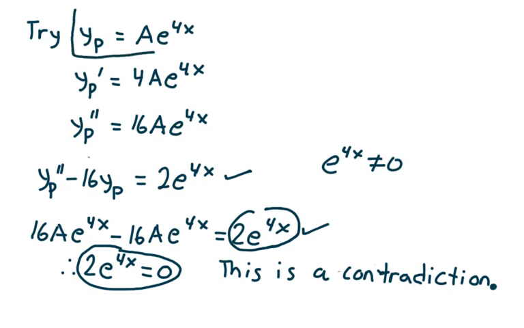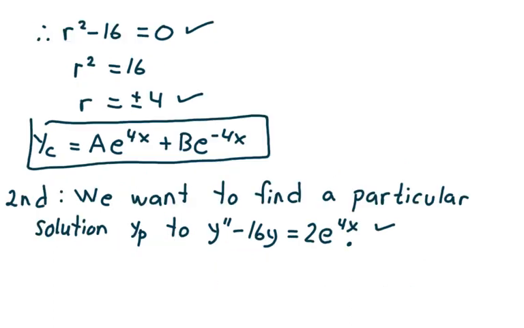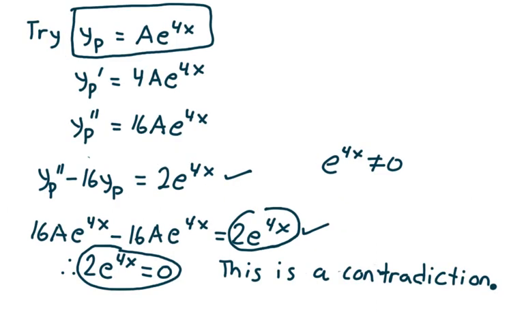If we look at y sub p equal to e to the 4x, and then look at the complementary solution, my particular solution was part of the complementary solution. Does that make sense? Your particular solution cannot be a part of the complementary solution, so they have to be distinct. Now the question becomes, how do I make that distinct?